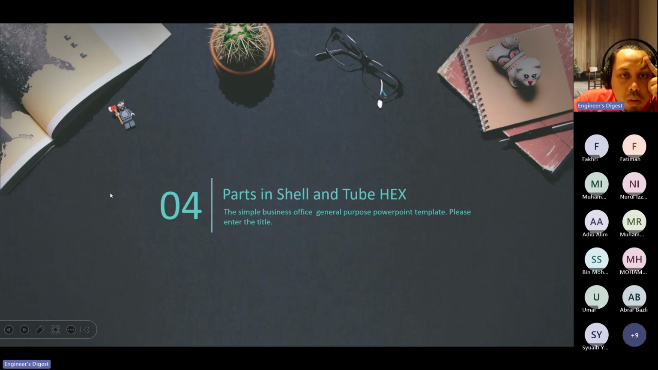Okay. So now we want to understand the parts in shell and tube heat exchanger. This one is a template. I forgot to change.